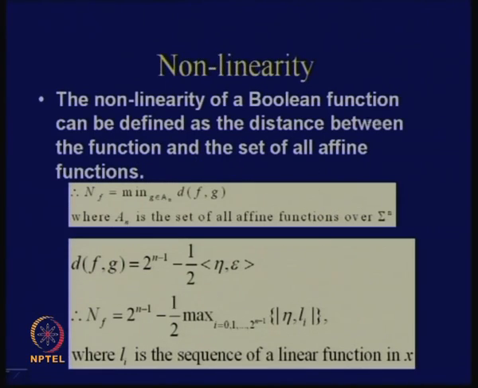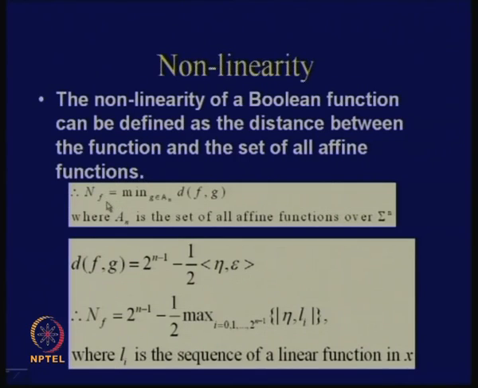So, the nonlinearity of a Boolean function can be defined as the distance between the function and the set of all affine functions, but actually it is a minimum distance. So, you take f and you find all possible affine functions, and I denote them by say g, and then you find the distances between them, and you assign the minimum of them to your nonlinearity. So, nonlinearity is defined in this way.